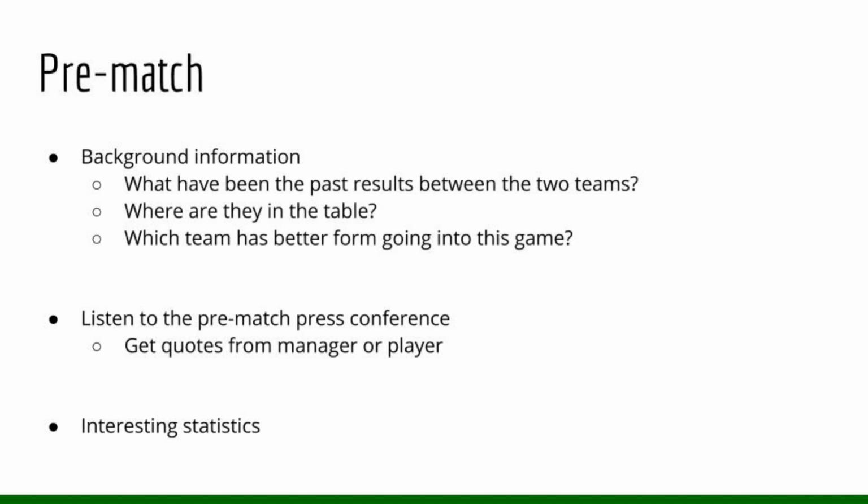For example, what have been the past results between these two teams? Where are they in the table? Which team has better form going into this game? This background information can be prepared in advance and helps both you and the reader understand the significance of the result.